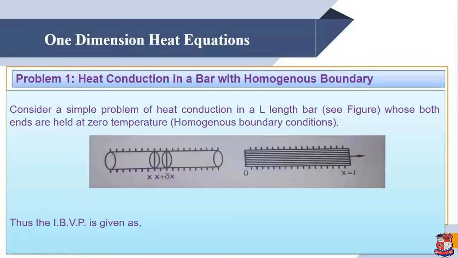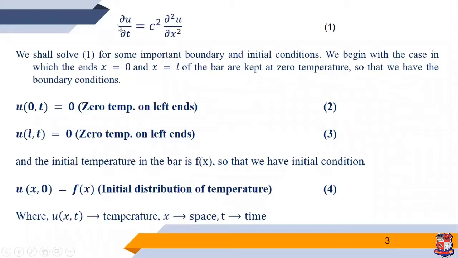In a previous lecture, we discussed problem 1, heat conduction in a bar with homogeneous boundary, whose mathematical modeling we also discussed earlier. Equation 1 is the one dimension heat equation, equations 2 and 3 are the boundary conditions, and equation 4 is the initial condition. We solved equation 1 using the separable variable method, applying the boundary conditions and initial condition.